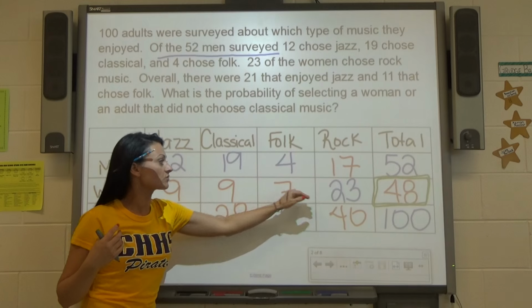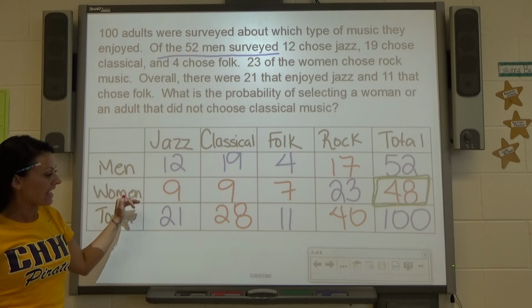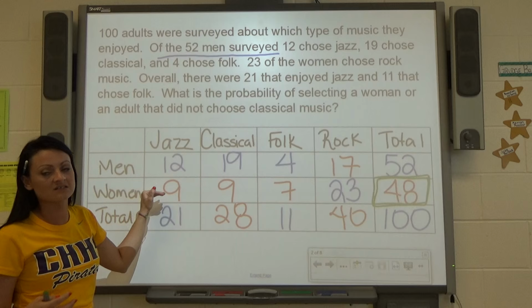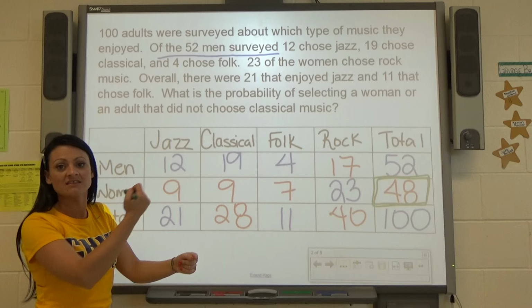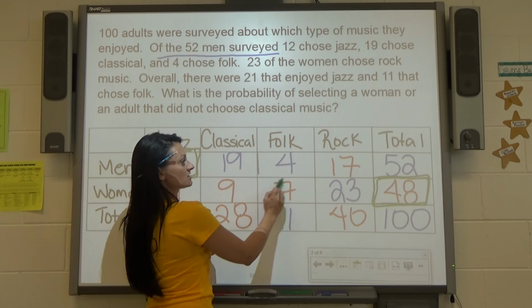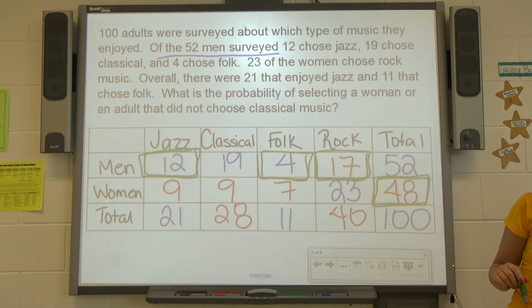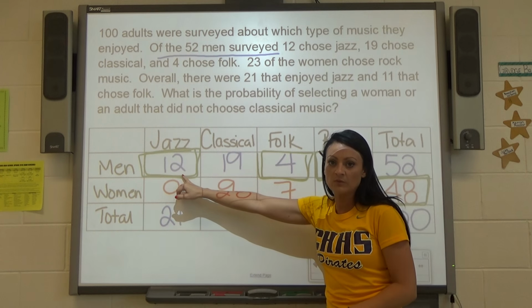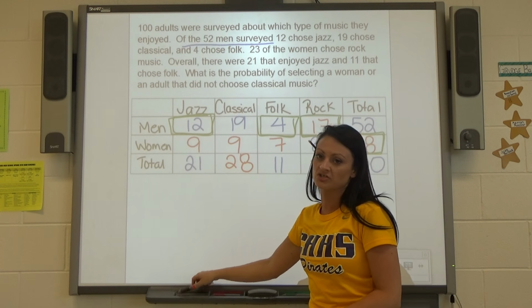So I'm not going to include any other pieces from here because I would be double counting them. And I'm not going to use my totals down here because, again, that would double count these women that didn't choose classical. But what I do need to include is the men that did not choose classical. So I need these 12 people that chose jazz, these 4 men that chose folk, and these 17 that chose rock. And what you can do now is combine these people all together and try to make a probability fraction out of that.